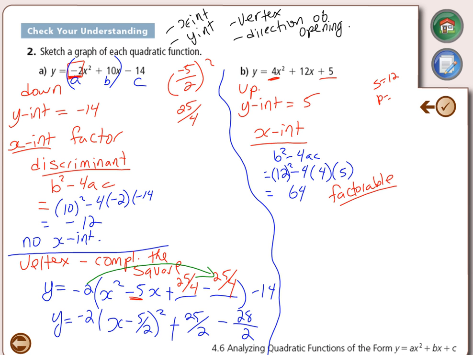Okay. Sum equals 12. Product equals 4 times 5. Okay. And just for time's sake, you're going to get practice factoring on your own when you do your questions. I'm just going to give you the factored form. The factored form is y equals bracket 2x plus 5 times 2x plus 1. If you want to pause it and make sure you get that, do it.